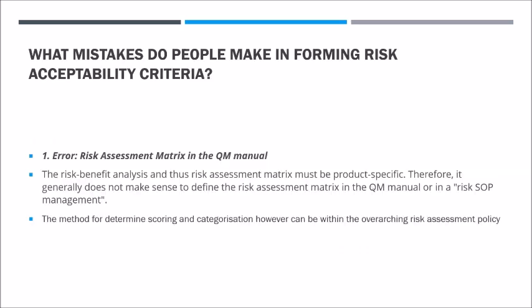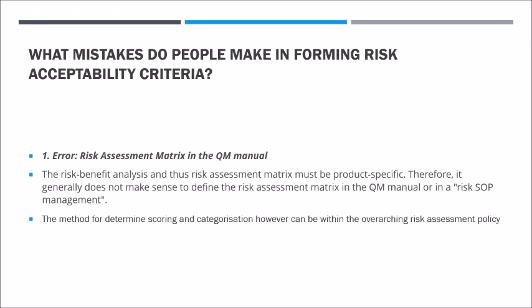So what mistakes do people make in forming risk acceptability criteria? Error 1, the biggest one: risk assessment matrix in the QM manual. The risk benefit analysis and thus risk assessment matrix must be product specific. Therefore, it generally does not make sense to define the risk assessment matrix in the quality manual or in a risk management SOP. The method for determining scoring and categorization, however, can be within an overarching risk assessment policy.